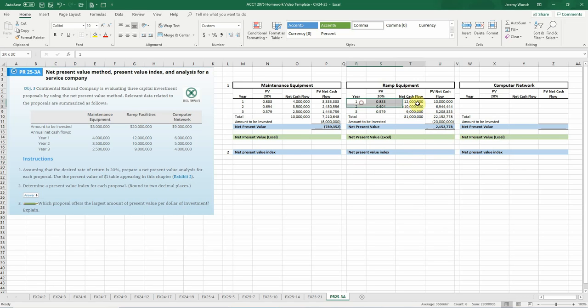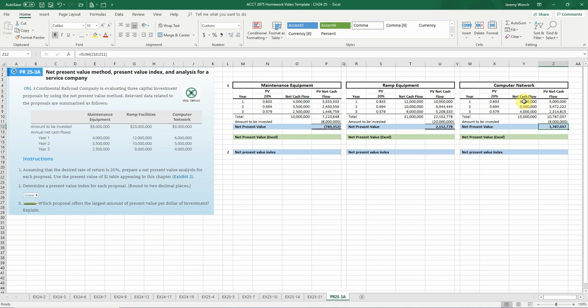All right, and so let's do it for the computer network project. We'll just copy this over and paste it. Now we just change our net cash flows to $6 million in year 1, $5 million in year 2, and $4 million in year 3. Gives us a total of $15 million returned, and our investment was $9 million, which gives us a net present value of 1.7 or so million.